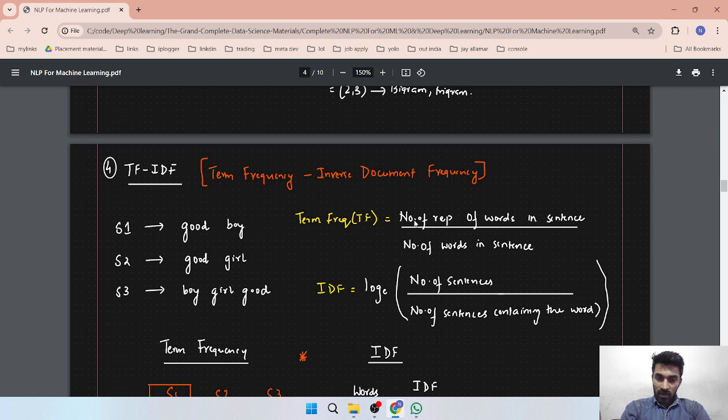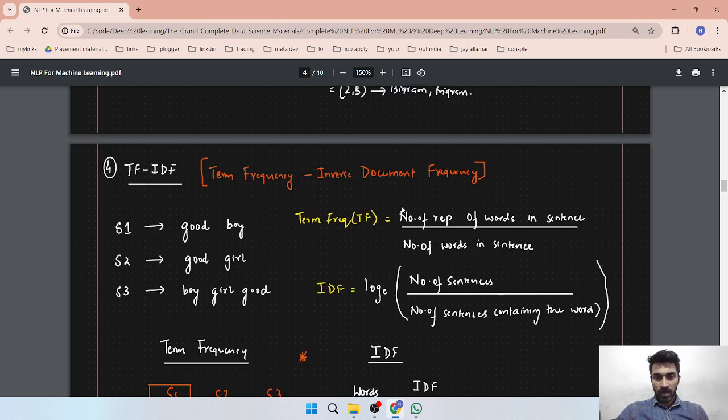Good is coming one time and the total number of words in sentence one is two. So the term frequency of good in sentence one is 1 by 2. Boy is the same: coming only one time, so 1 by 2. Suppose sentence one is good boy good, then the term frequency of good is 2 by 3, since good comes two times in the sentence. That's how we calculate the term frequency. So term frequency means the frequency of that word or term in the sentence.